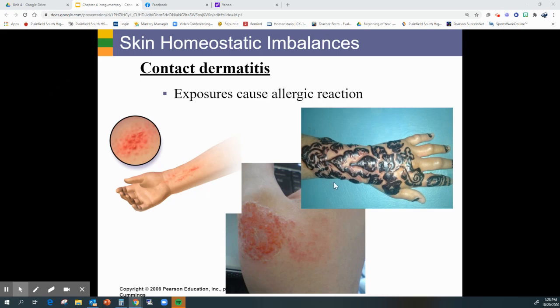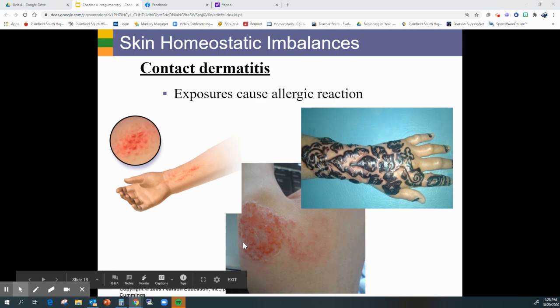You can see there's a couple different variations here. This person probably came in contact with some sort of soap or detergent that he was allergic to, and you'll see these red groupings of red marks. This is a henna tattoo that somebody was obviously allergic to the ink they used. So you can see any place where the henna tattoo is, they've got this red raised appearance.